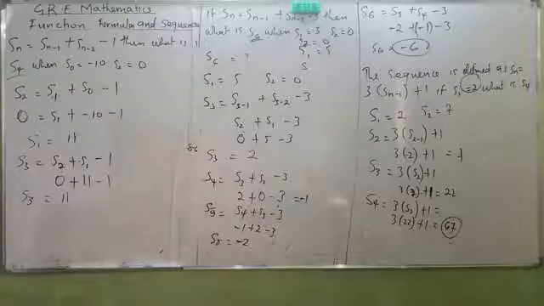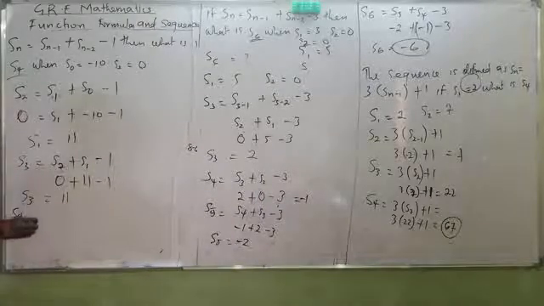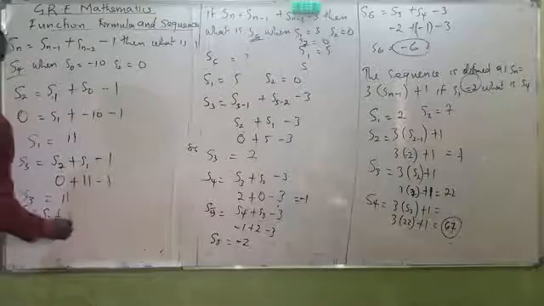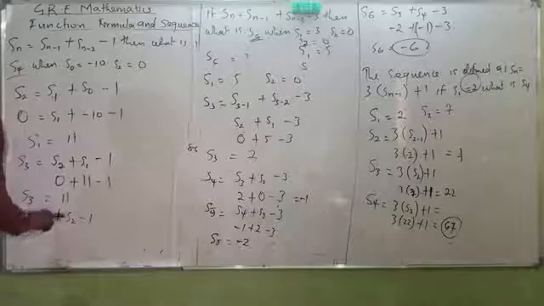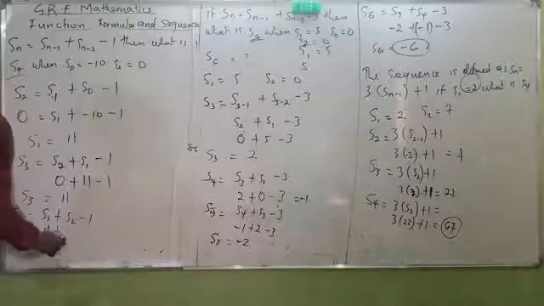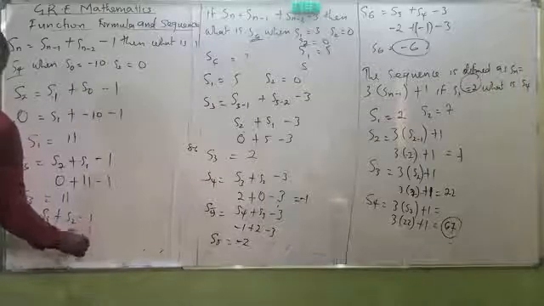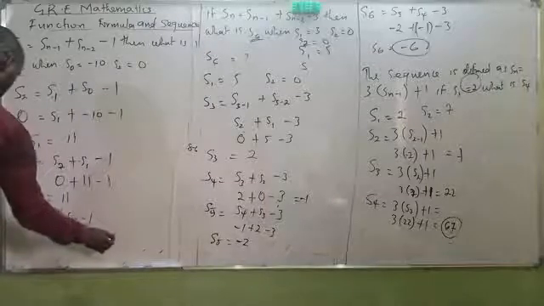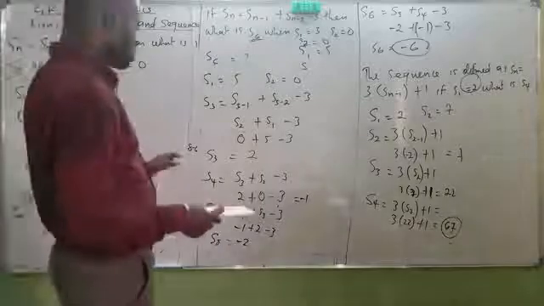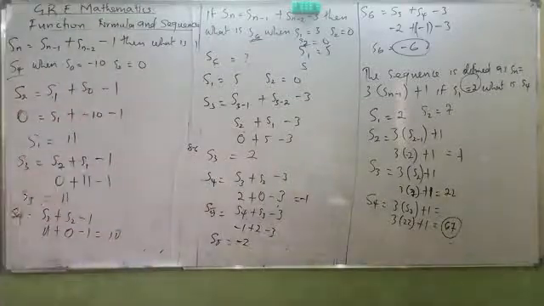Now, I can also move on by having S4, which is what I'm asked to find. My S4 will be S3 plus S2 minus 1. What is my S3? I have 11 plus S2, which is 0, minus 1, which is equal to 10. Now, it means my S4 is 10. Can you see, with the help of the formula, I'm generating this very well without any stress.